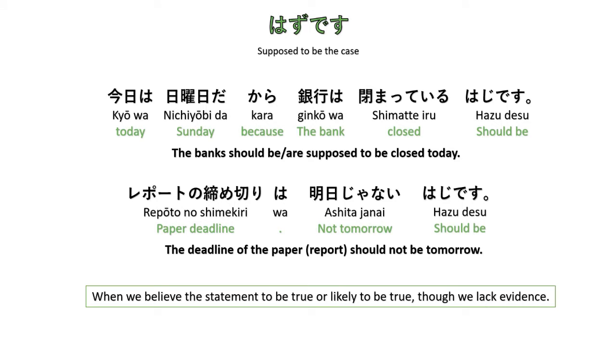So, when we use hazu desu, we believe that the statements to be true or likely to be true, though we lack evidence. And the circumstances surrounding these situations and our common sense point us naturally to that belief or conclusion. So even though we lack real concrete evidence, we most likely believe that these statements are true. So that is what hazu desu means.